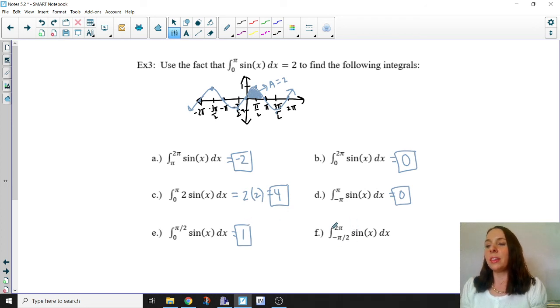Okay, finally, try this one. It's really fun. You're going all the way from -pi over 2, which is right here, to 2 pi, all the way over here. Okay, so think about what all of that would be as net area. Are you getting -1? You have a -1 area right here, +2, -2. These pieces cancel, so your final answer is just -1. Oh, wasn't that fun?